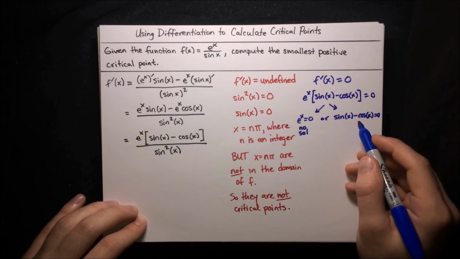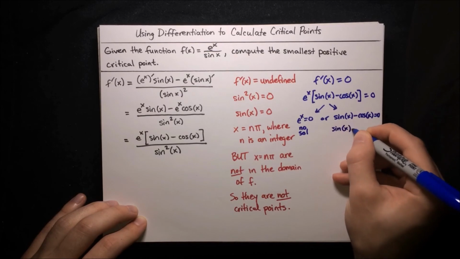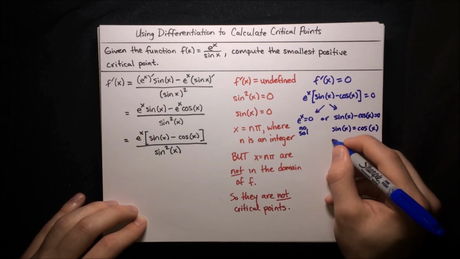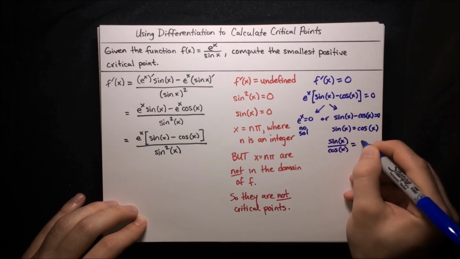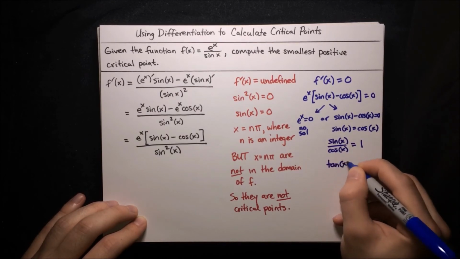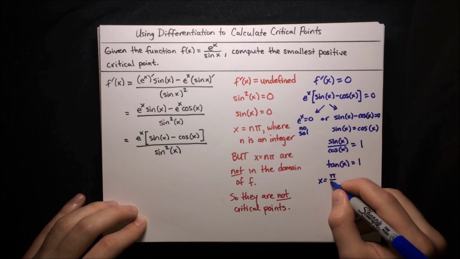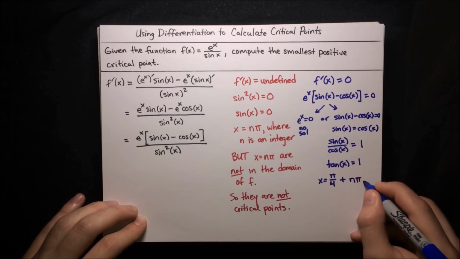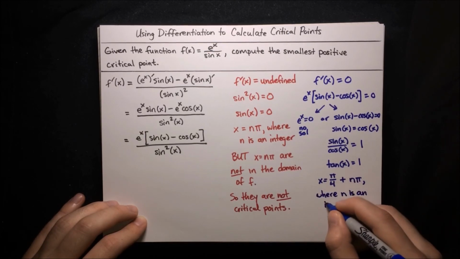And the way we can solve this equation is first by adding cosine to both sides. If you do that, you'll get that sine of x is equal to cosine of x. And then if you divide both sides by cosine, you get sine of x over cosine of x equals 1, which means tangent of x equals 1. One solution to this equation is x equals pi over 4. But we also have a solution whenever we add or subtract a multiple of pi. So we can write pi over 4 plus n pi, where n is an integer.